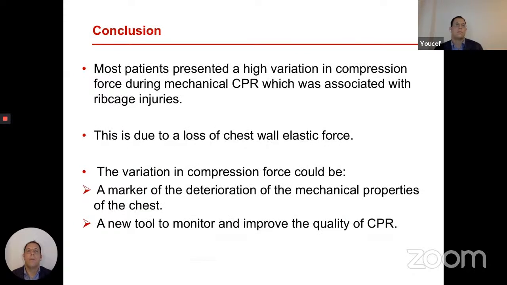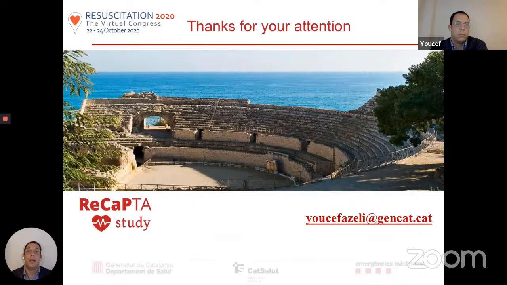To conclude, most patients presented a high variation in compression force during mechanical CPR, which was associated with rib cage injuries. This is due to a loss of the chest wall elastic force. The variation in compression force could be a marker of the deterioration of the mechanical properties of the chest and a new tool to monitor and improve quality of CPR, moving towards a more personalized CPR. Thank you very much for your attention.